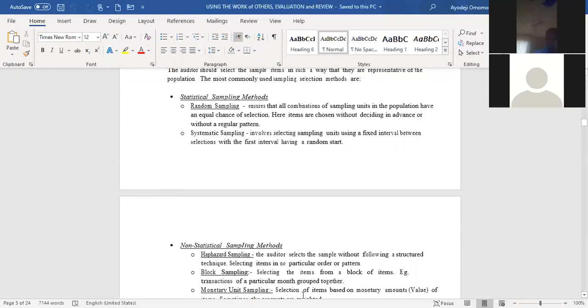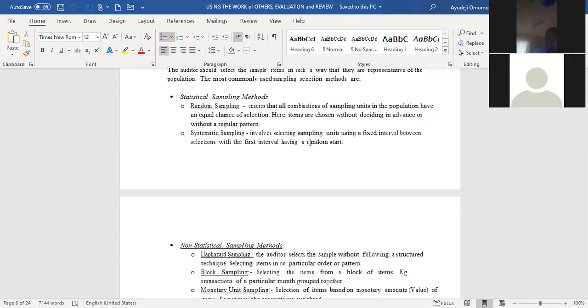So we have two types of sampling methods. One is statistical, the other one is non-statistical sampling method. And I need you to get this very, very clear. When we talk of statistical, it just means that we use some kind of technique, some kind of technology in getting these samples. For statistical sampling, you have random sampling and systematic sampling.